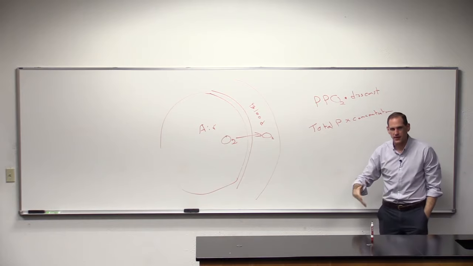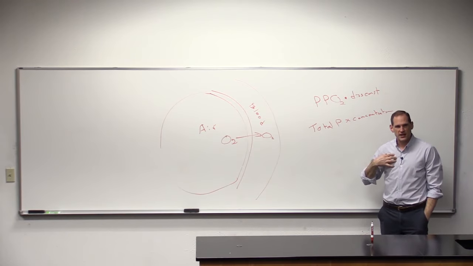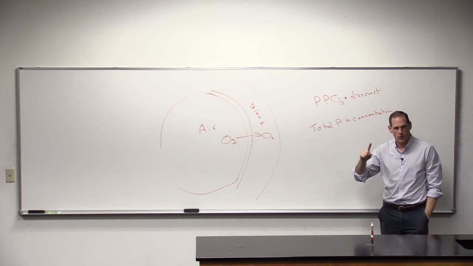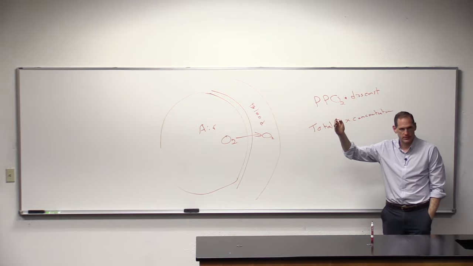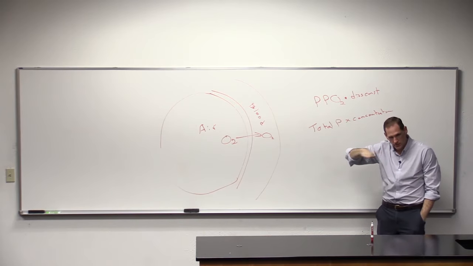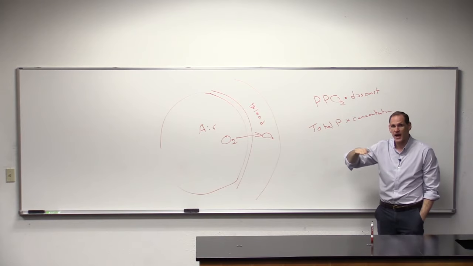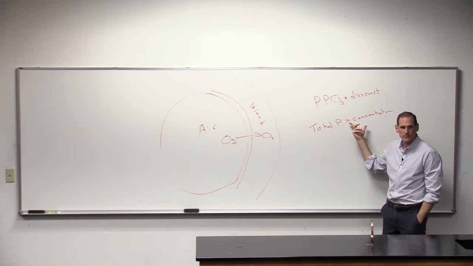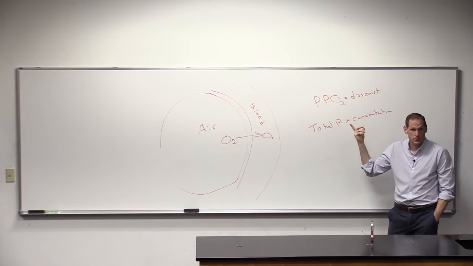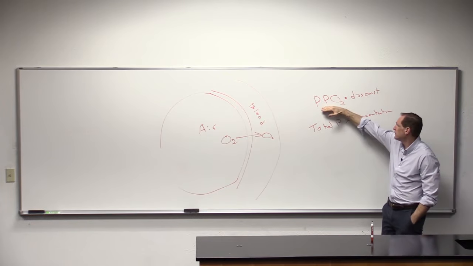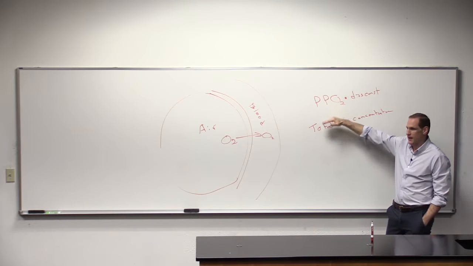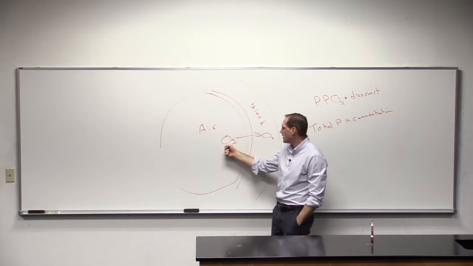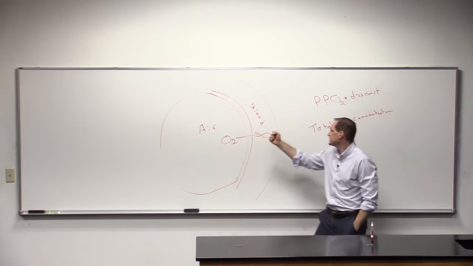So every time you take a breath in, what's the pressure inside your lung? One atmosphere. One atmosphere here at sea level in Florida. If you're up in Colorado, it's less, right? So one atmosphere times 20%, so 0.2 atmospheres of pressure. That's our partial pressure of oxygen. Does that make sense?